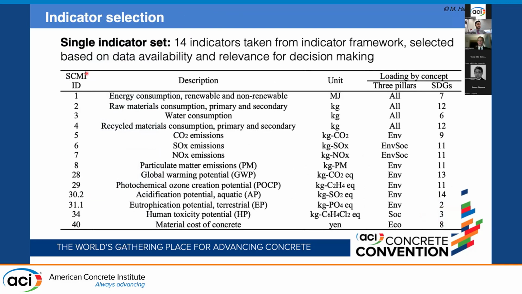These are the 14 indicators, which were taken from a sustainability indicator framework for concrete, developed by myself and my student. Some examples: we have energy consumption, raw materials consumption, recycled materials consumption, water consumption, as well as various emissions: CO2, SOx, NOx, particulate emissions, and then some impact category indicators such as global warming potential, acidification, eutrophication, et cetera. Over here is information such as which SDGs these indicators are related to.